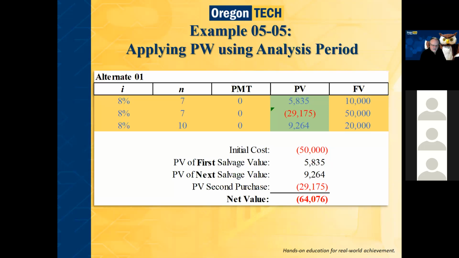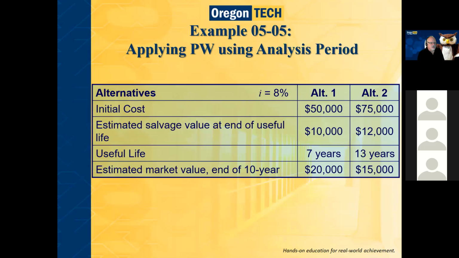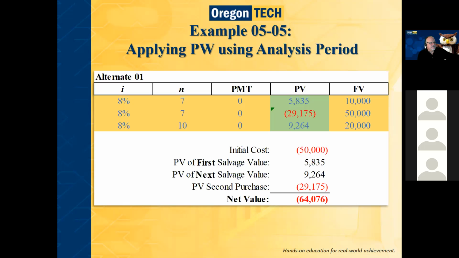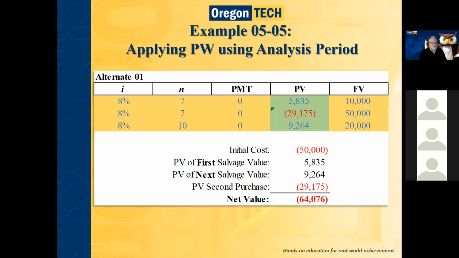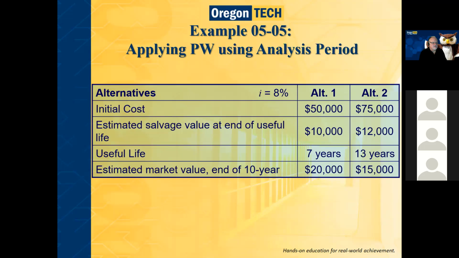Remember, alternative 1 is $50,000 out cost, salvage value cost. So you got initial cost, present value is negative 50,000 because you're paying it out. So that's where we get 50,000 on this second line. Down there, you have salvage value at the end of useful life, a future value at the end of 7 years. How do we know 7 years? Alternative 1 says 7 years. 50,000 initial cost, salvage value, end of useful life. Useful life is 7 years. Market value at the end of 10 years is 20,000.